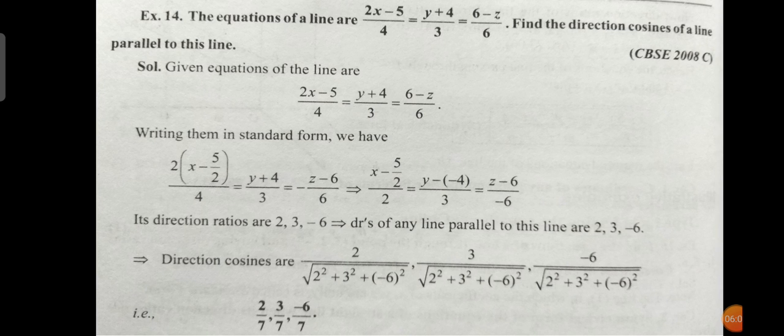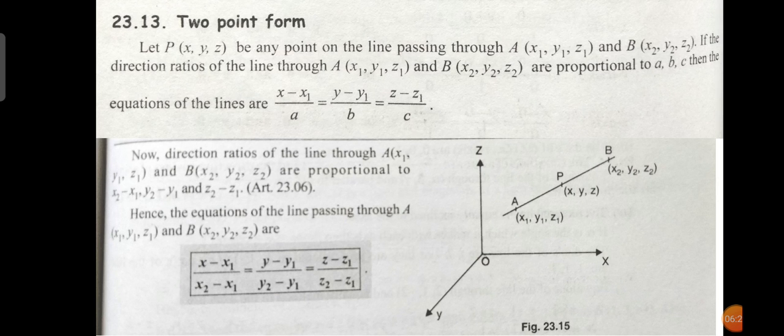Okay, a line is given, and you have to find the direction cosines of the line parallel to it. The equation has been given, and you have to write it in the standard form. Direction cosines have been given, then find it. Next, the 2-point form. It is an important one.